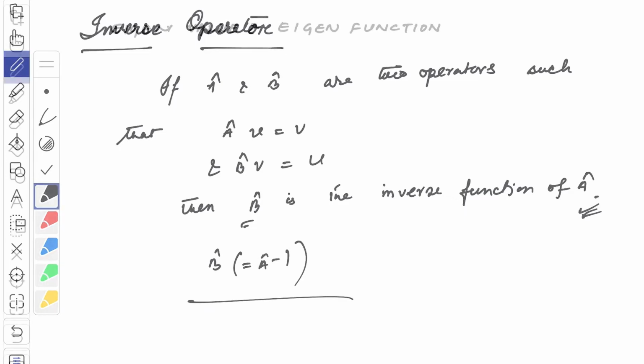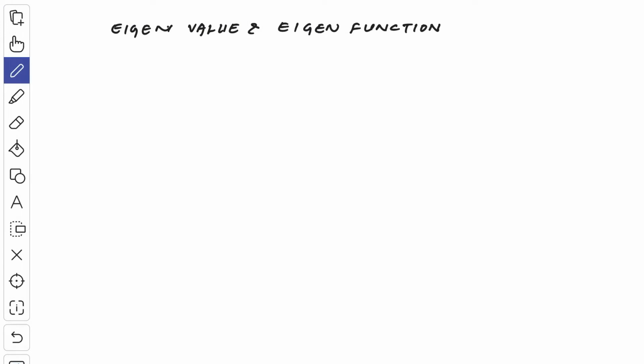Now, what is eigenvalue and eigenfunction? Suppose we have an operator p cap and it operates on a function psi, and it gives the same psi multiplied by a constant, lambda. It may be real or complex.